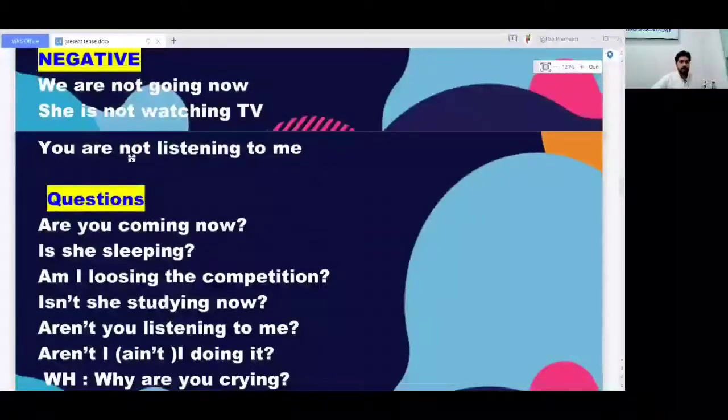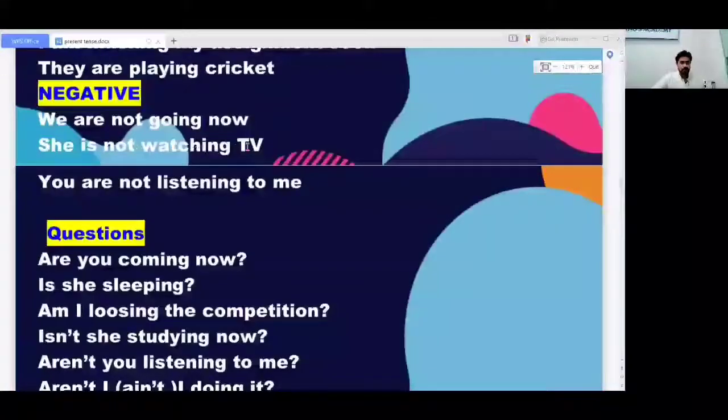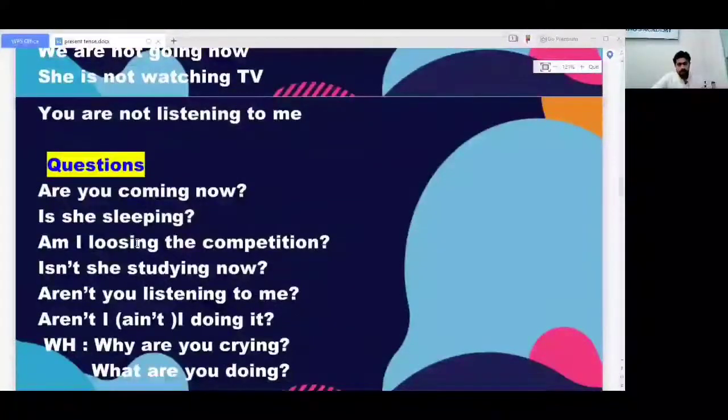Now we see statements, we see negatives, we see questions. These are the positive questions. Now there are negative questions as well. You see the negative statements, like he's not watching TV, she's not watching TV, you're not listening to me. What if you make questions out of these negative statements? Simple as that. When you take the auxiliary verb and put it at the beginning, you take the not as well. So we take is and not and put them before the subject.